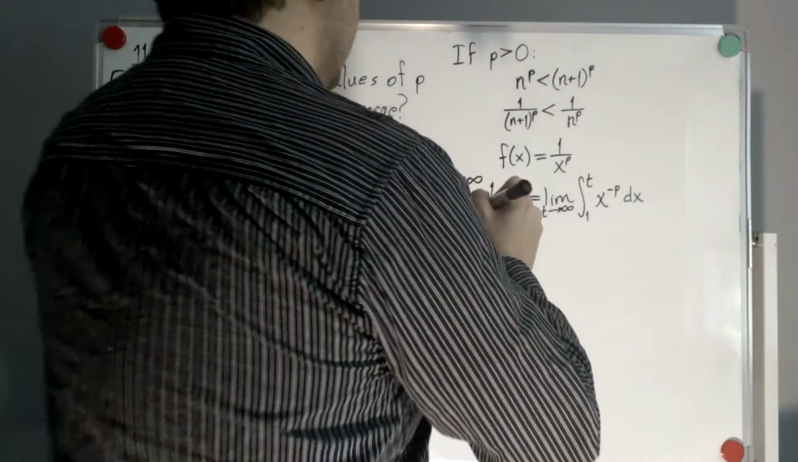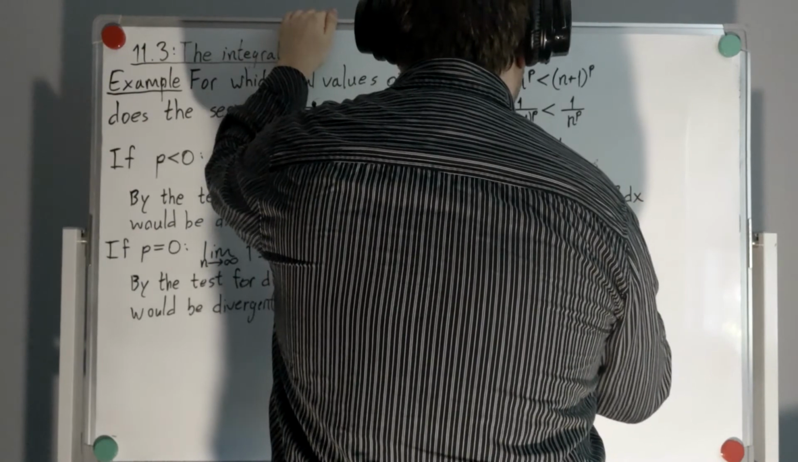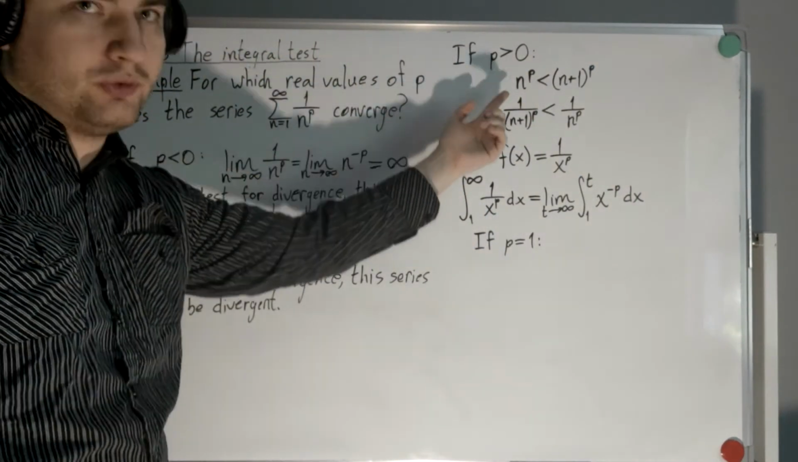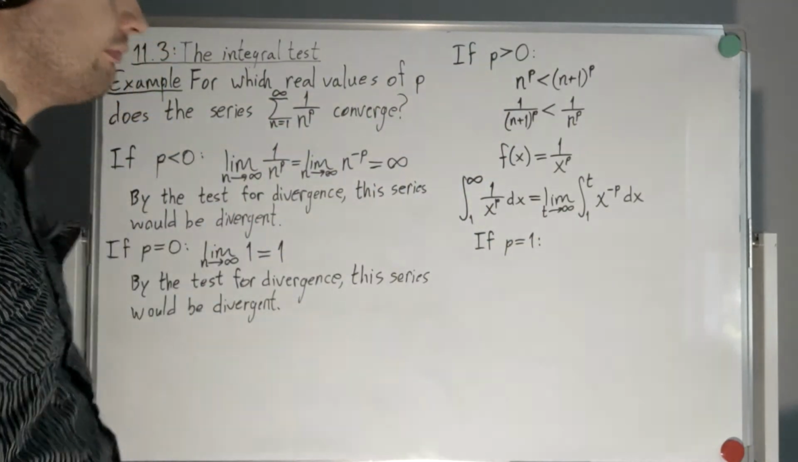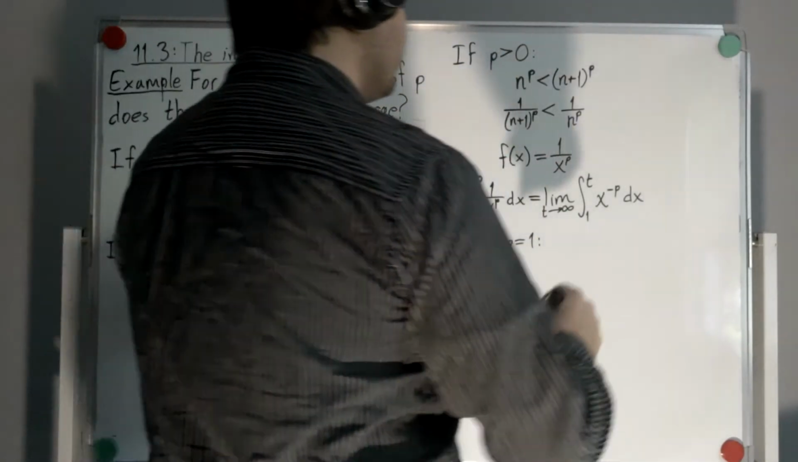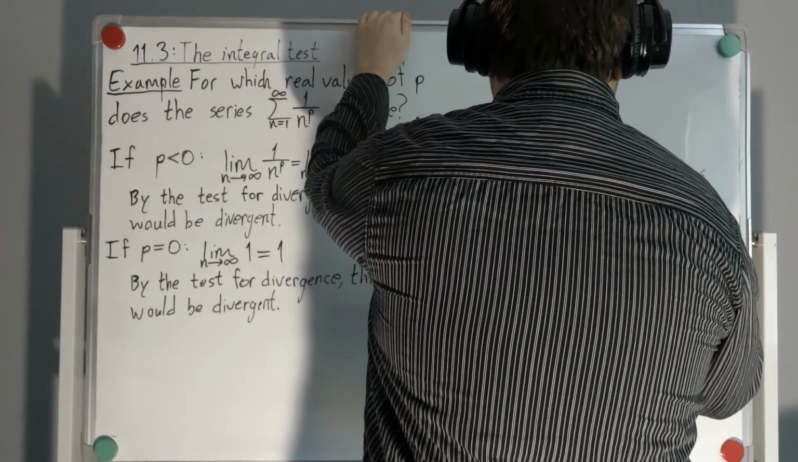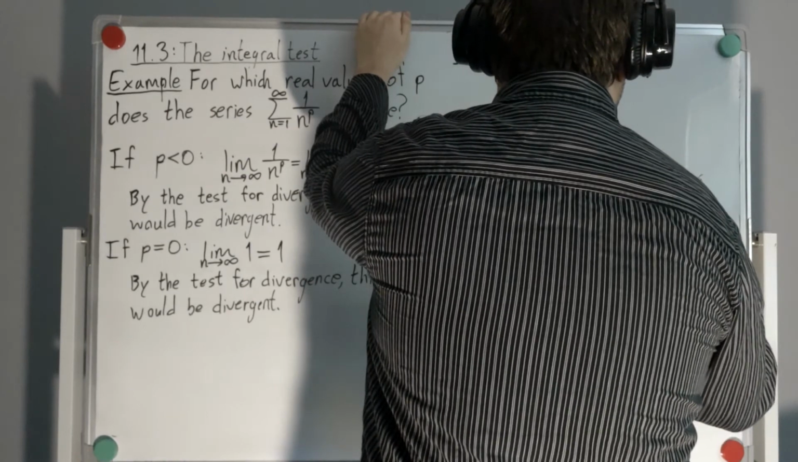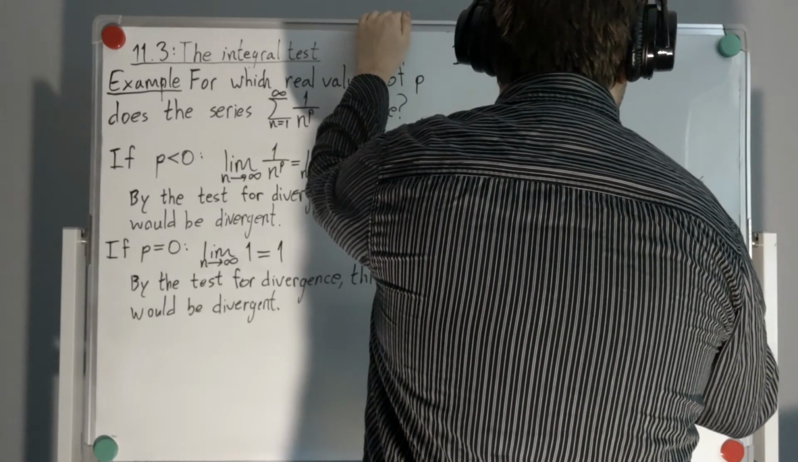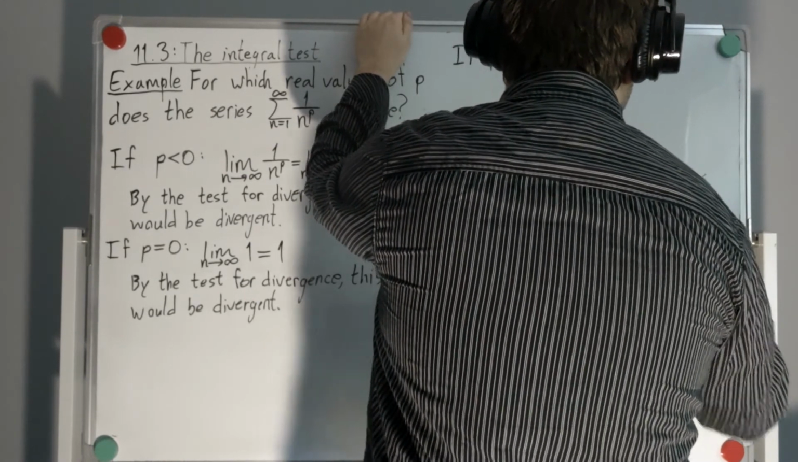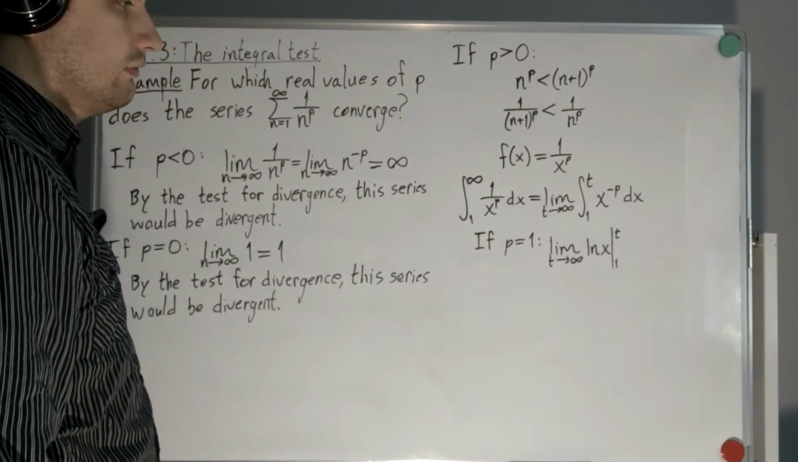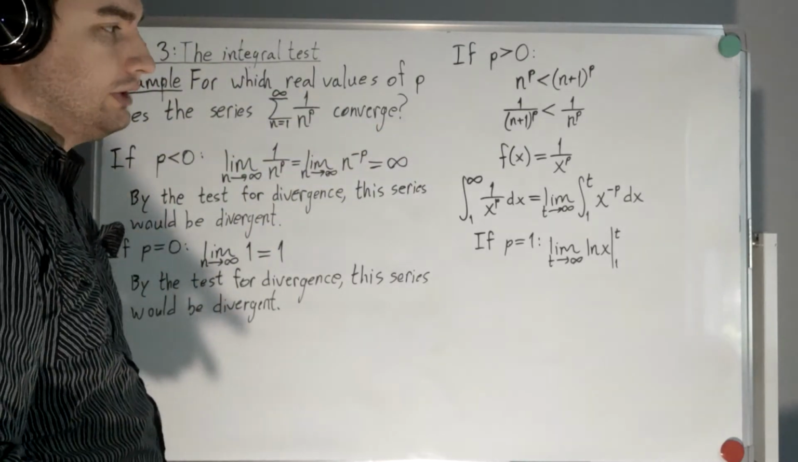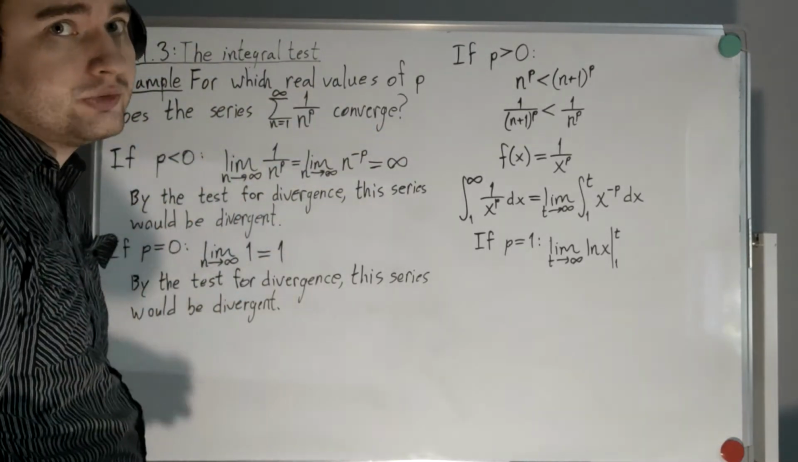Okay. So if p is 1, which is part of this case because, of course, 1 is greater than 0, if p is 1, then this becomes the limit as t approaches infinity of ln x evaluated from 1 up to t. Right? Because the antiderivative of 1 over x is ln x, and x to the negative 1 is the same as 1 over x.